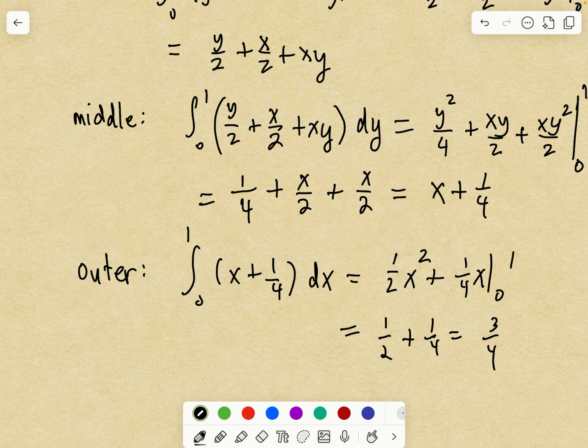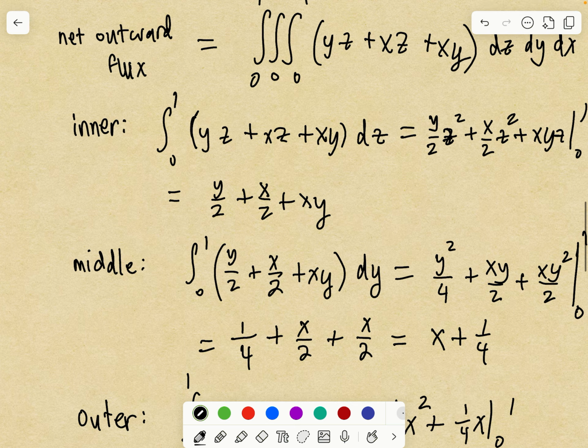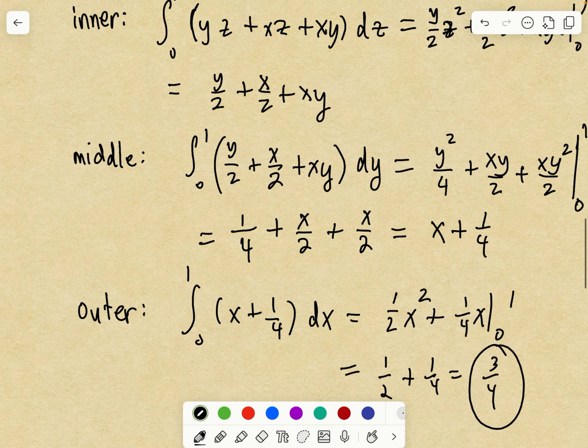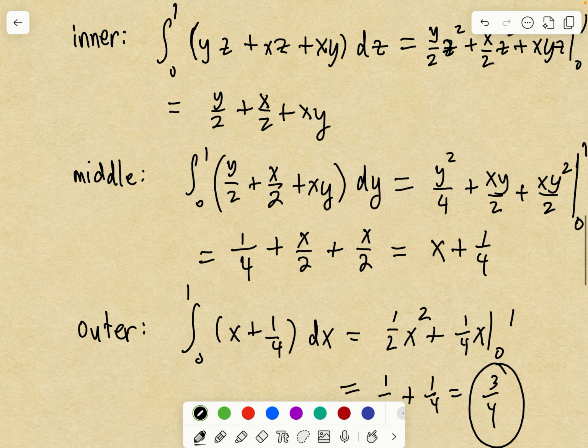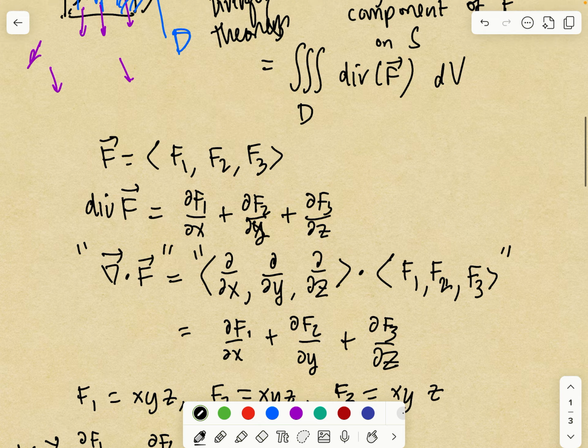Let me just check to make sure that this is in fact correct. Yep. I'm just looking at something, and the reference just skips the computation of the integral and says the answer is 3/4. But this is the computation. Okay, so that's the answer. The flux is 3/4 using the divergence theorem.